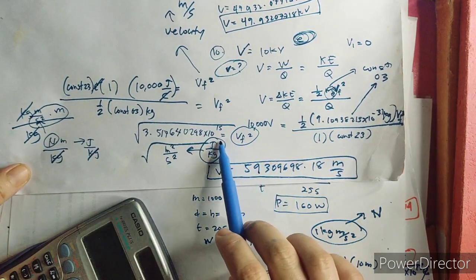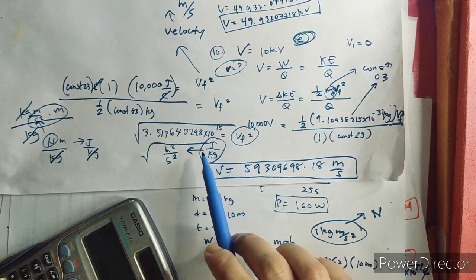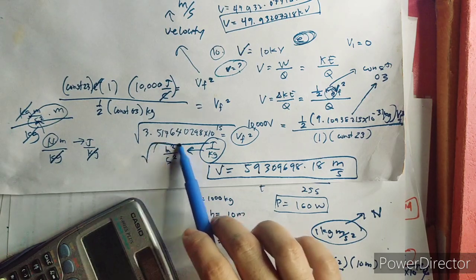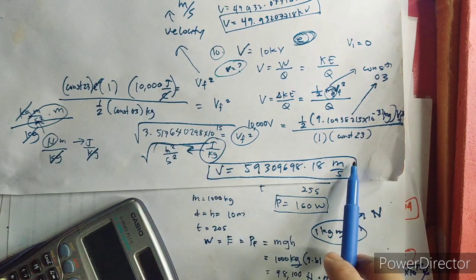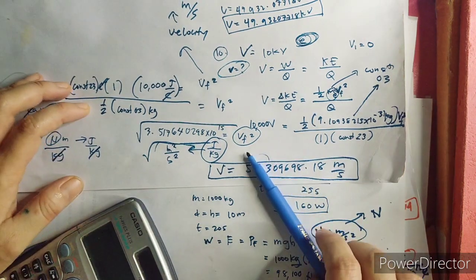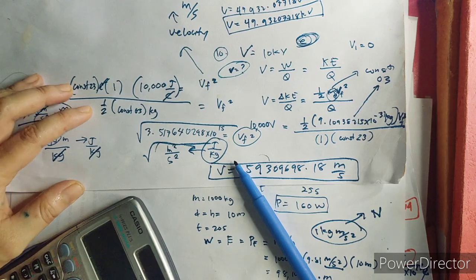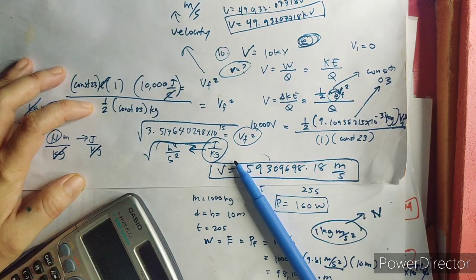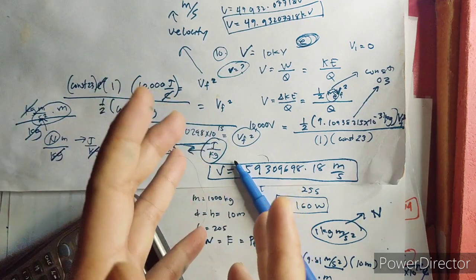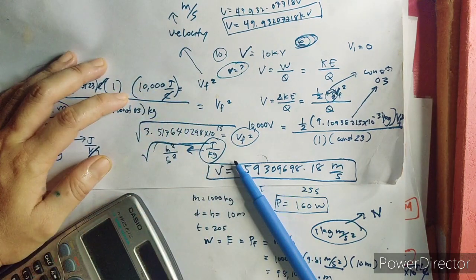Yung joule per kilogram pala ay equivalent din kay meter squared per second squared, at pag in-square root mo, makukuha mo din yung unit ng velocity na meter per second. Yan po yung mga terminologies natin na pwede nating ma-solve or ginagamit natin sa electricity.